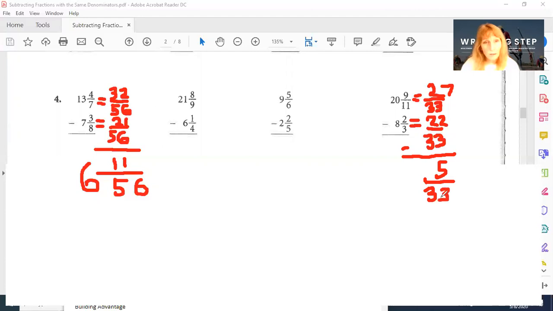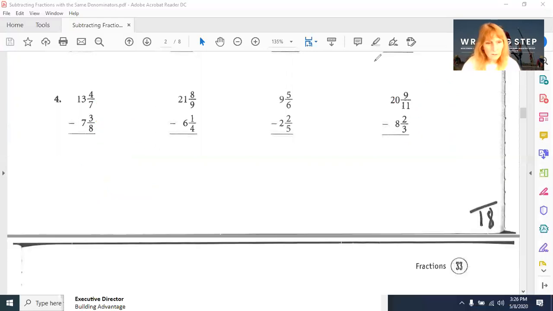And now we just subtract the whole numbers. 20 minus 8. Well, you have to cross this off and borrow and make that a 1, and this would become 10. 10 minus 8 is 2. 1 minus nothing is 1. So the answer is 12 and 5/33. I'm going to clear my drawings. Let's go on to page 33.